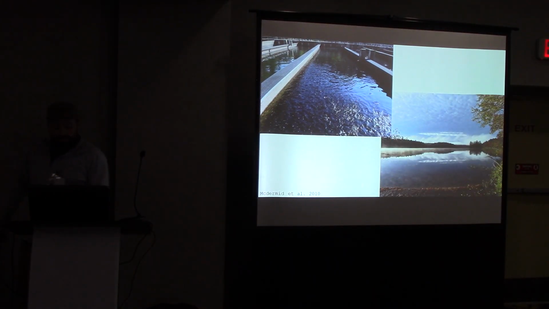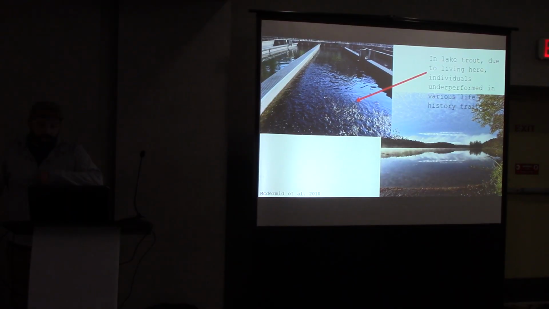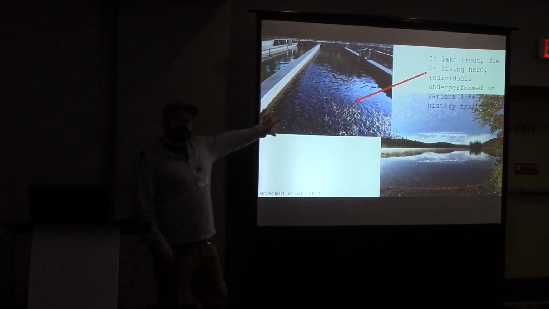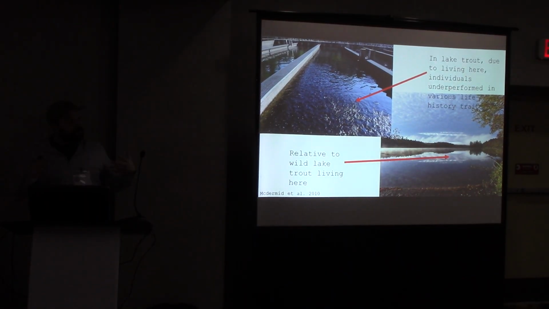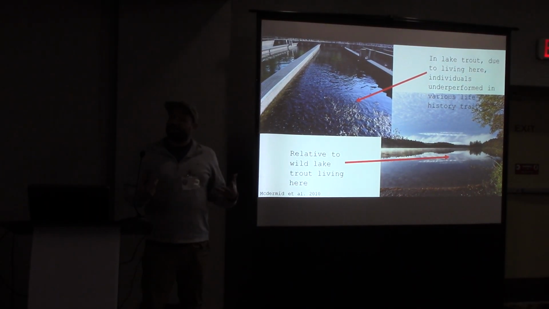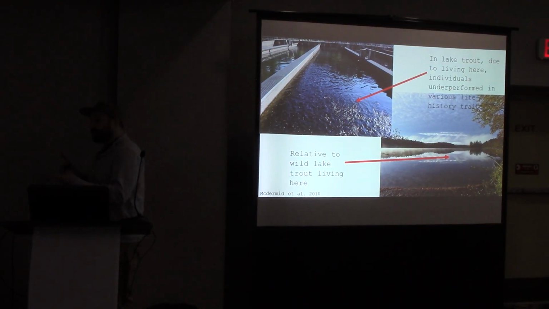In lake trout, due to living in a hatchery system, relative to their wild counterparts, there's evidence of decreased fitness: less egg production, slower growth rates, less fertilization success, among other things.